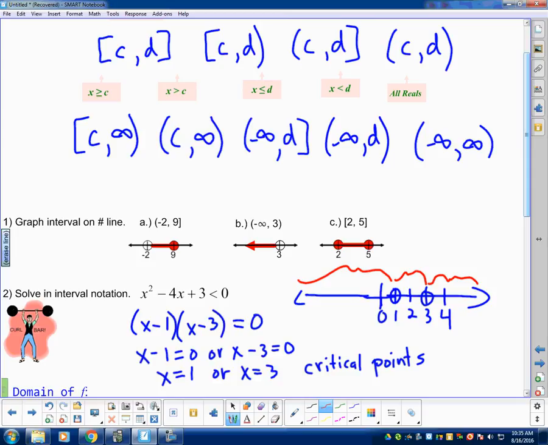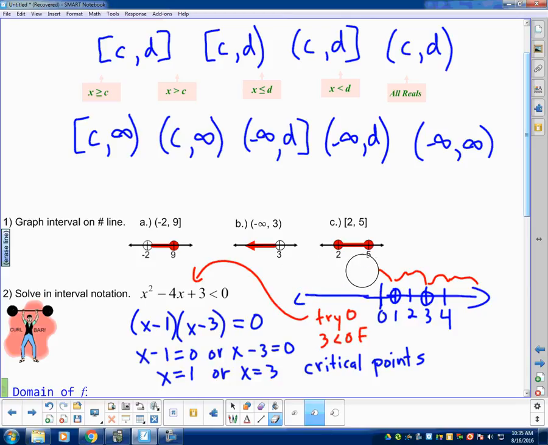That's an easy one to try. So we could maybe try 0 in the inequality and see if we get a true or a false statement. If I plug 0 in there, 0 squared minus 4 times 0 is 0, plus 3, I get 3 is less than 0. So I plug in 0, I get a false statement. 3 is less than 0, that's a false statement. So this region is out of the mix. I can take this out of the mix. That one is not a region with values that work in the inequality.